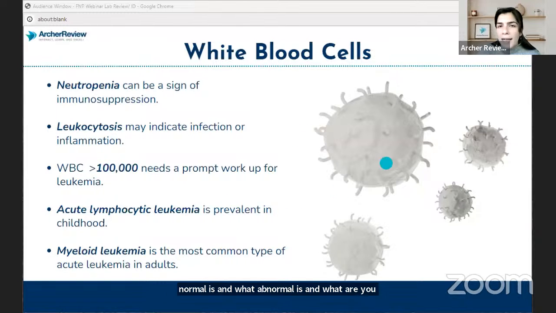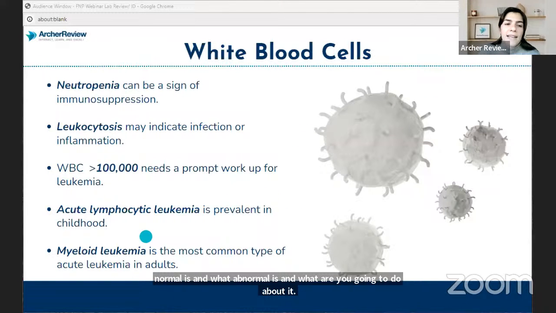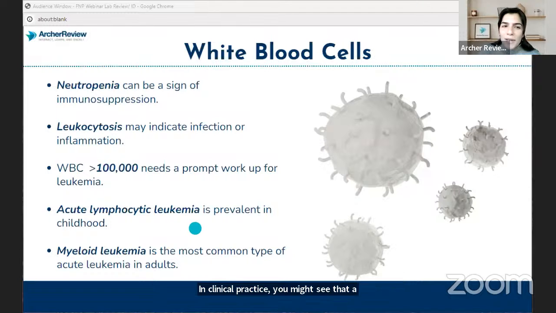In clinical practice, you might see that ALL is more common in childhood. So these are two different types of leukemia: acute lymphocytic leukemia, which is more prevalent in childhood, and then there's myeloid leukemia, or CML, and that's more prevalent in adulthood.